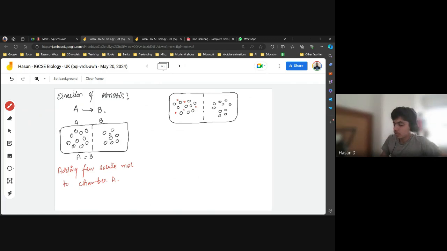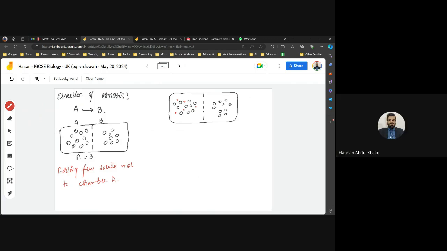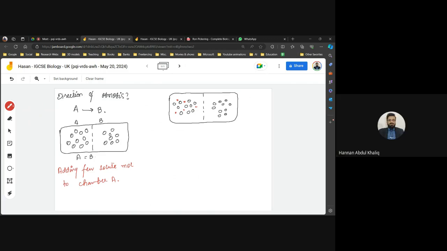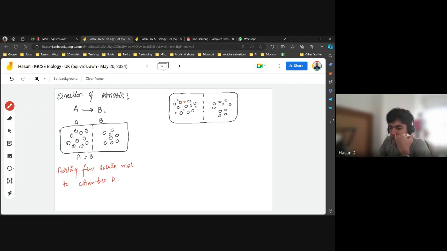A solute is basically a dissolved substance. And what's a solvent? A solvent is a liquid substance that can dissolve other substances. Right? Yeah.